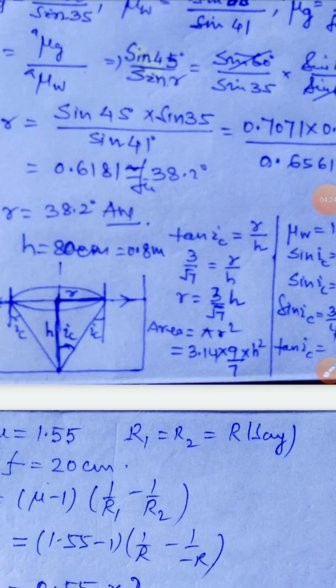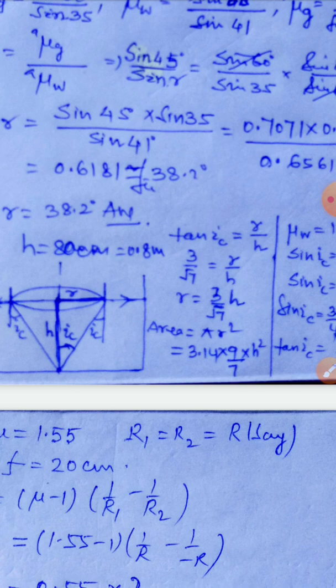Question number 9.5. A small bulb is placed at the bottom of a tank containing water to a depth of 80 centimeter. What is the area of the surface of water through which light from the bulb can emerge out? Refractive index of water is given 1.33.